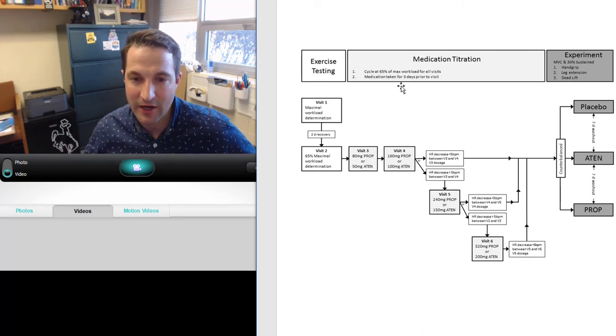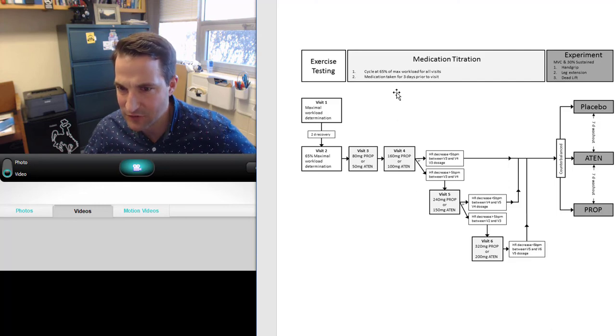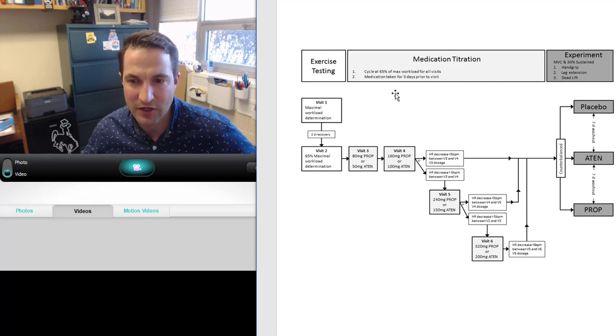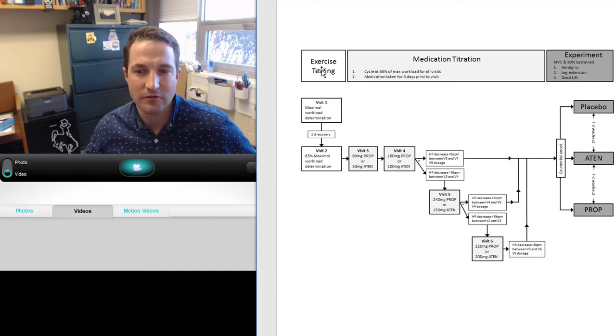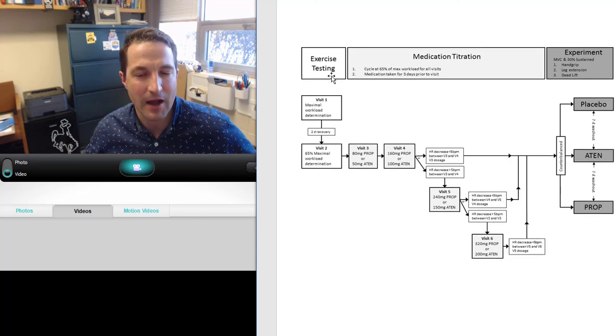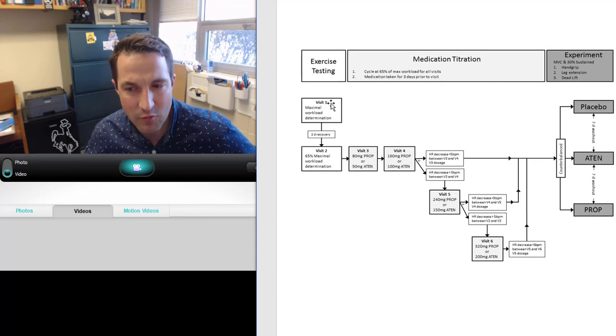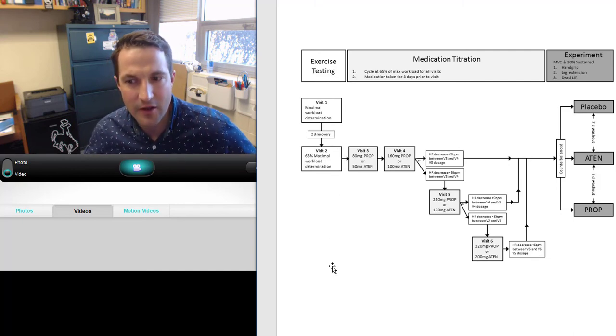You're going to take your entire audience's attention off of you, and now they're just going to be staring at this figure for the next 5 minutes trying to figure out, okay, visit 1, I did this, and then there's 2 days, and what about the medication titration? But if you start with just that exercise testing box, and then go to visit 1, and then go to this right here, and then go to here, that's what I want you to be able to do.